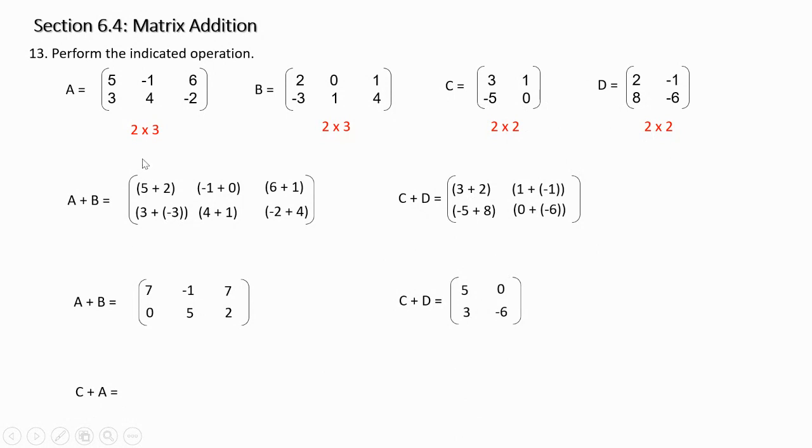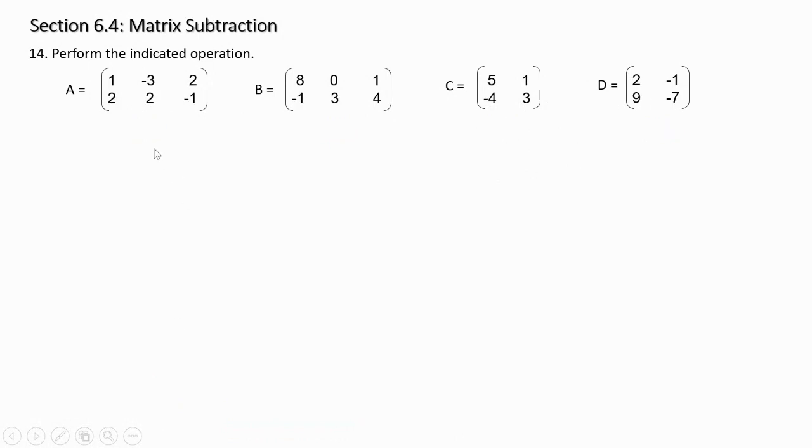Now can we add C plus A? C is 2x2 and A is 2x3. You cannot add them, or subtract them, because they have to be the same size. So not possible. Okay, not the same size. So now again, now I believe this is also subtraction.